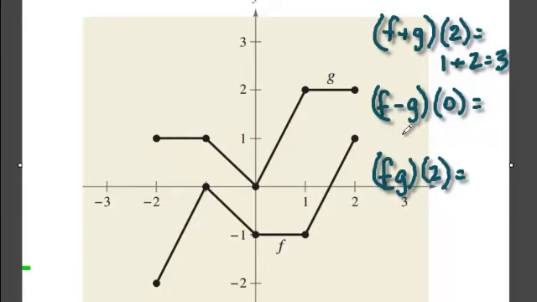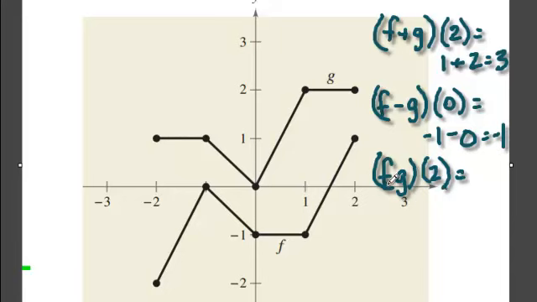Now they want me to do f minus g when x is 0. So I go to where x is 0. It's right here along this y-axis. And x at 0, f is negative 1. Minus, and g is 0 there. So this equals negative 1.